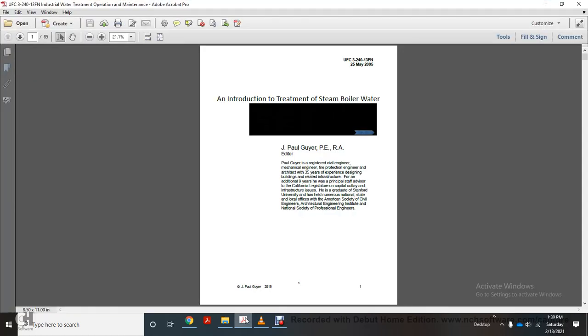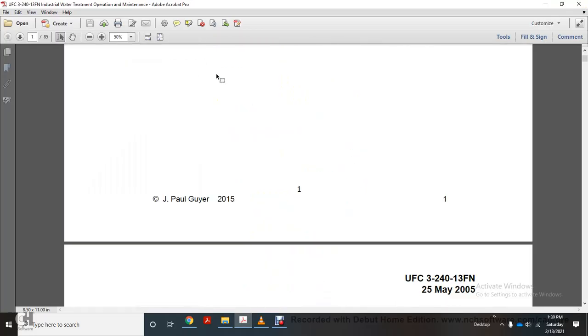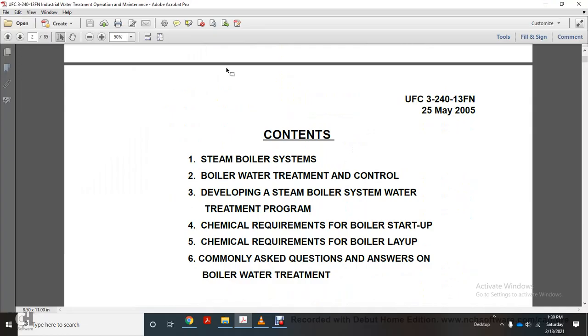Alright, introduction to treatment of steam boiler water. Steam boiler systems, boiler water treatment and control, developing a steam boiler system water treatment program, chemical requirements for boiler startup, chemical requirements for boiler layup, commonly asked questions and answers on boiler water treatment.